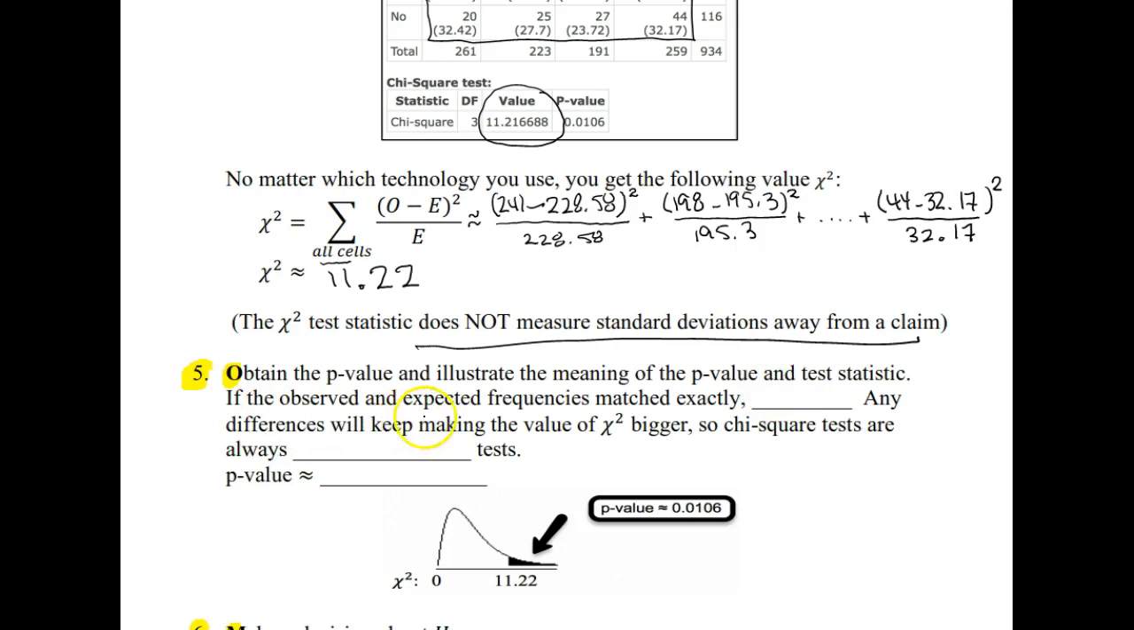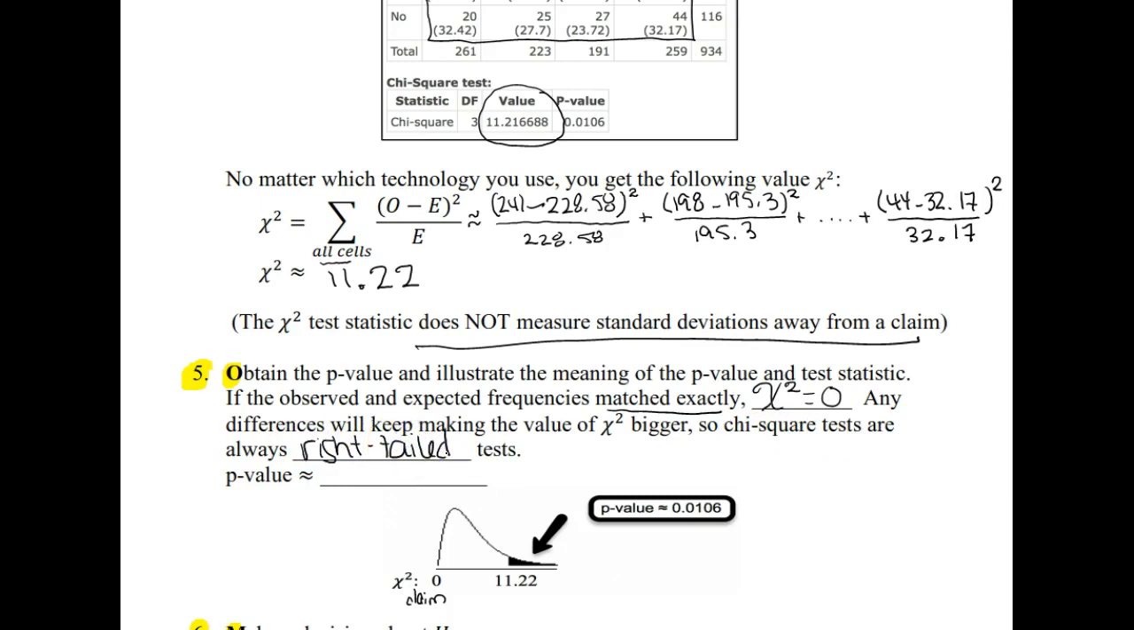So again, if the observed and expected frequencies matched exactly, then O minus E would be 0. Squared would be 0, divided by E would be 0, and then we'd add up a bunch of zeros, which would give us 0. So if they matched exactly, the chi-square value would come out 0. Okay, so in this case, this is our claim, that under the claim of independence, we would expect a chi-square value really close to 0. Now, any differences will keep making the value of chi-square bigger, so the chi-square tests are always right-tailed tests.